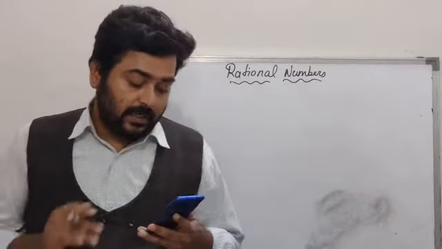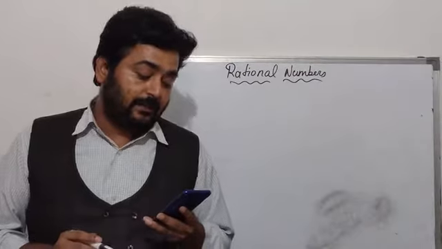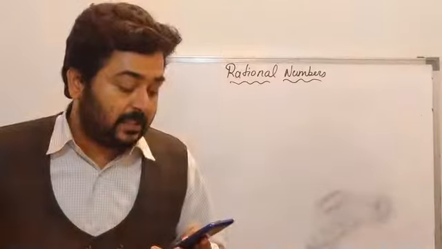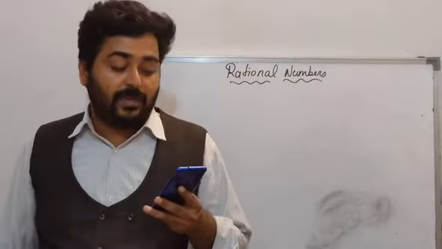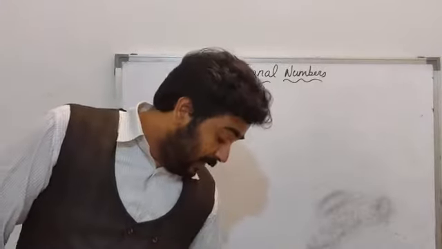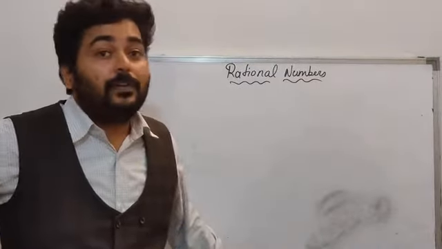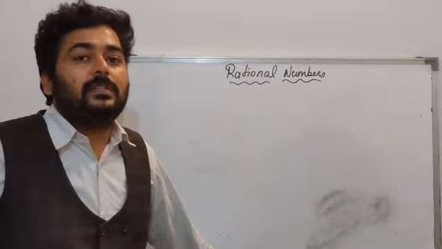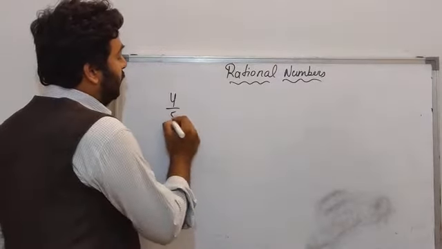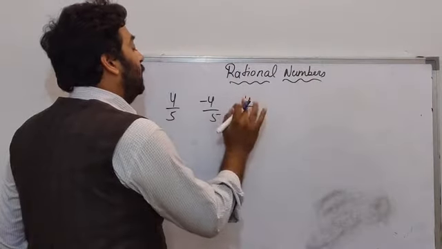What are rational numbers? According to the definition in your book, please see page number 174. A rational number is defined as a number that can be expressed in the form of p by q, where p and q are integers and q is not equal to 0. Very important thing: any number in the universe is called a rational number if we represent that number in the form of p by q. Let me clear one thing for you, this is a rational number, this is a rational number, this is a rational number.